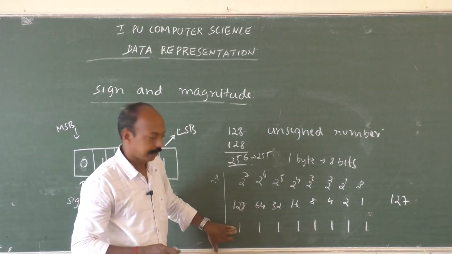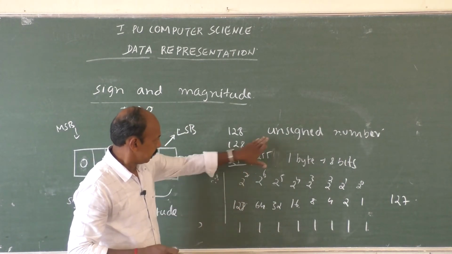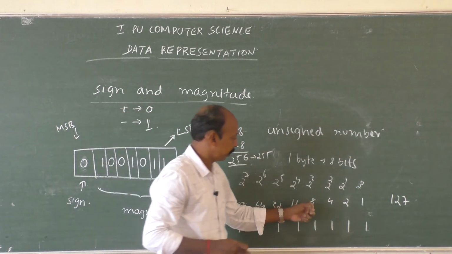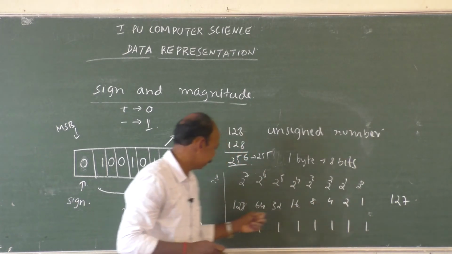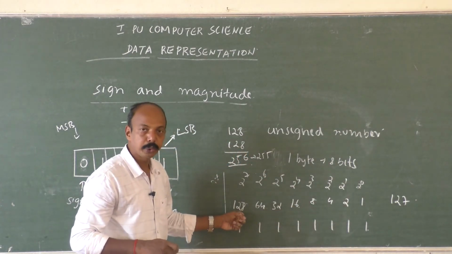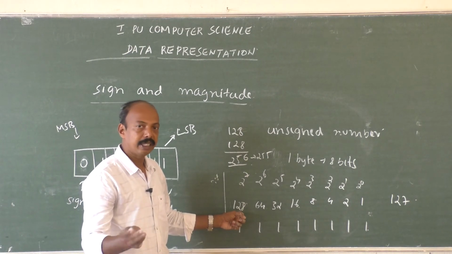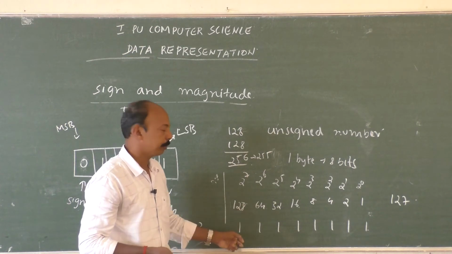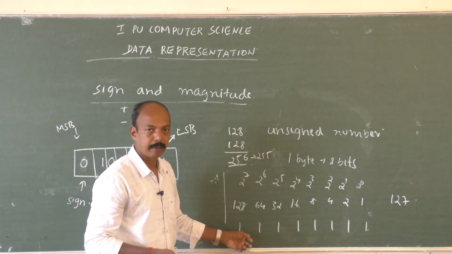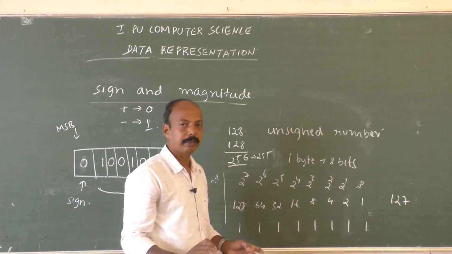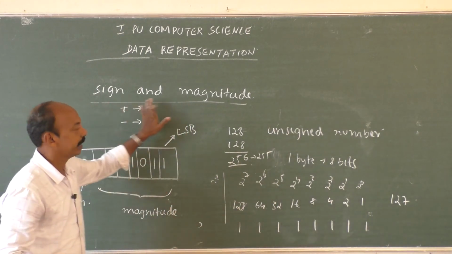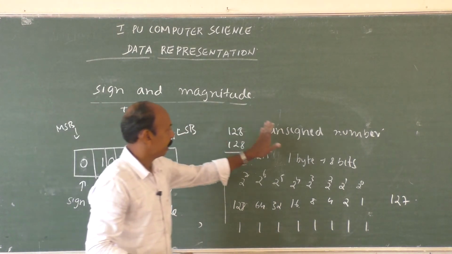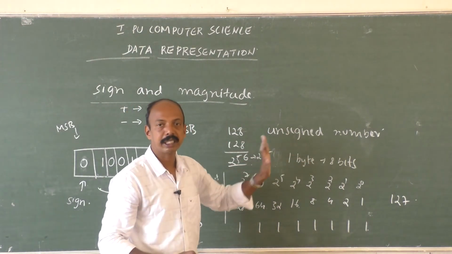But in this case, since it is an unsigned number, all 8 bits are there, and this is the MSB. The MSB is also used to represent the magnitude and there is no sign bit. That means it's positive only. It's not possible to have negative numbers for this. But if you need negative numbers, then we have to go for sign and magnitude. Hope the difference between signed and unsigned numbers is understood.